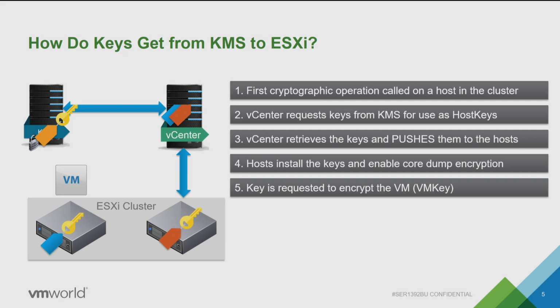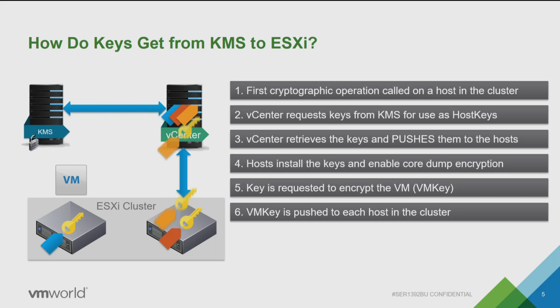So once the hosts are secure, we can proceed with creating our encrypted virtual machine. A new key is going to be required to encrypt the virtual machine. That's requested by vCenter from the KMS and sent down to all of the ESXi hosts in the cluster. So we might be creating the VM on the first host there, but the key that's required to encrypt the VM is sent to all the hosts in the cluster. The reason being is that HA and DRS could be moving the virtual machine around within the cluster, and so we want to make sure that there are no problems if the VM moves around within the cluster, that all of the hosts have the key that's required to manage that virtual machine.